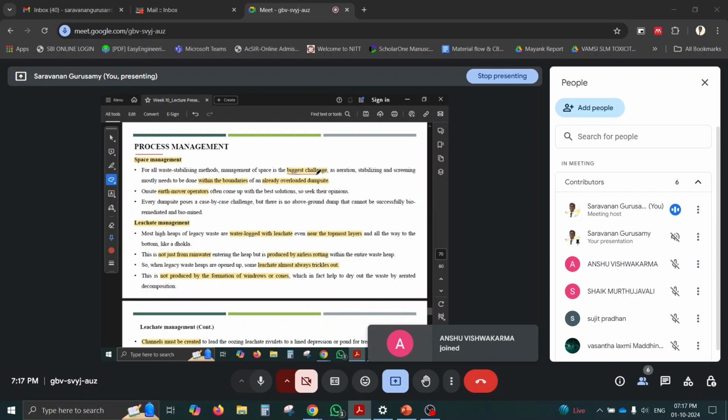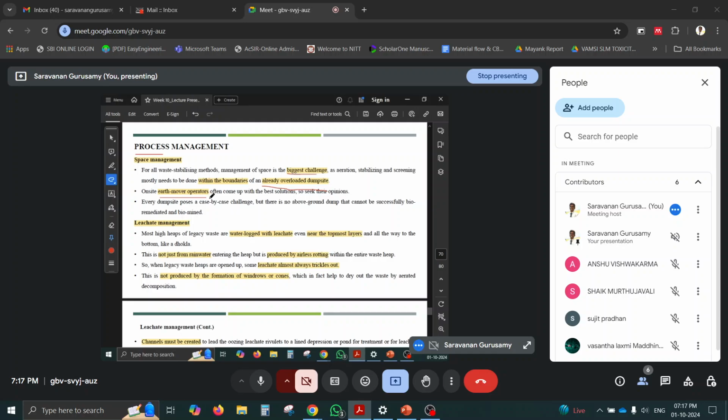How to go with this many vehicles and this much equipment, where to keep all the equipment and how to manage the space, that is the biggest challenge. So we have to do biomining within the boundaries. They won't allot any other space for biomining. So biomining should be done within the dump site area available. So on an already overloaded dump site, we have to operate the earth movers.